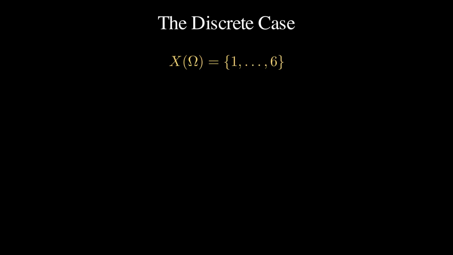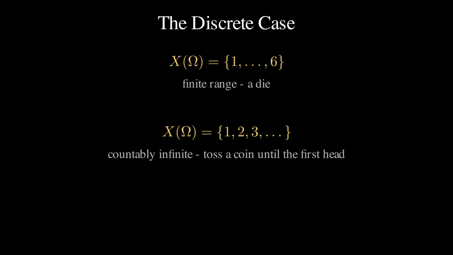The random variables we study first are the discrete ones. A random variable is discrete when its range, the set of values it can take, is finite or countable. A die gives a finite range, 1 through 6, but discrete does not mean finite. Toss a coin repeatedly until the first head and record how many tosses it took. That count can be 1, 2, 3, and on forever, a countably infinite range. Both are discrete. What they share is that we can list their values one by one.